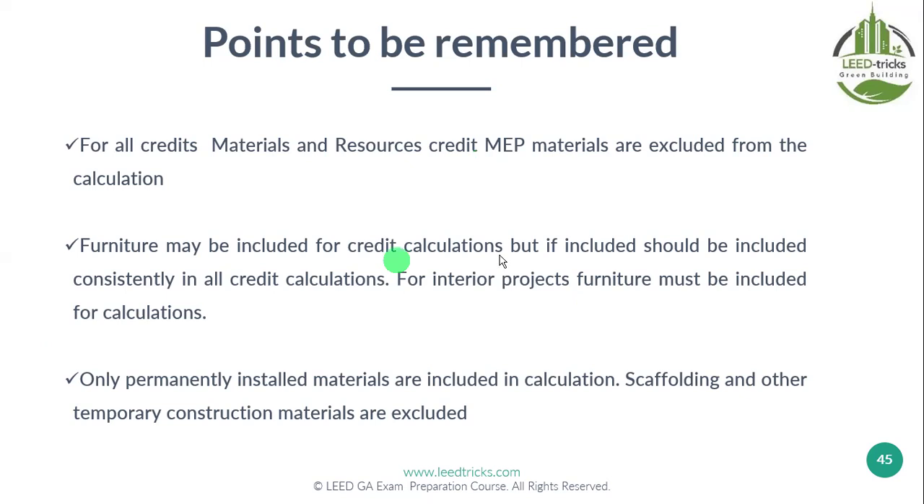Furniture, you can include it, but if you include it, include it in all credits. So I prefer not to include furniture because this will be after operation and you don't know what furniture will be used. But if you are the owner and you will do everything, including furniture, you can put it if it will give you an advantage. Only permanently installed materials are included; scaffolding and other temporary construction materials are not included in our calculations.